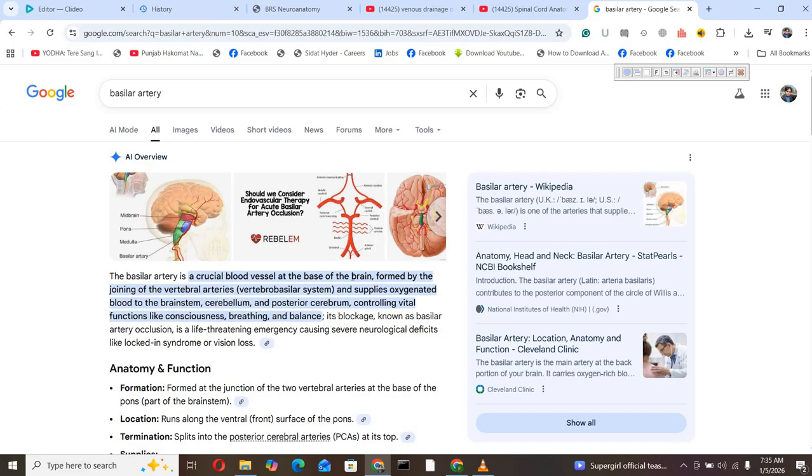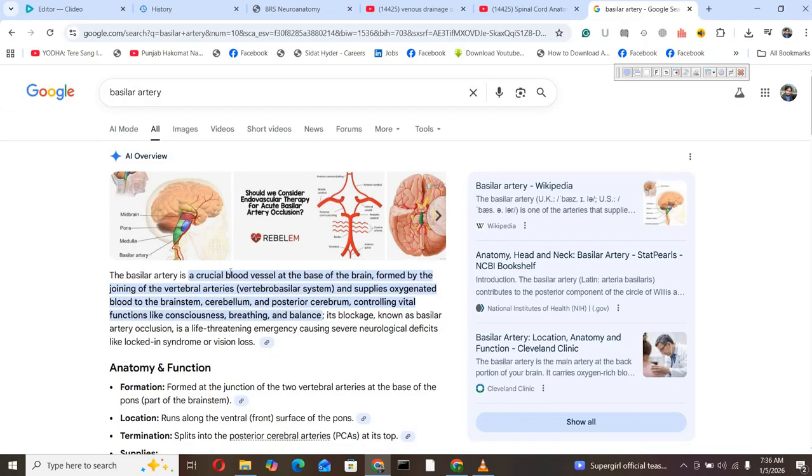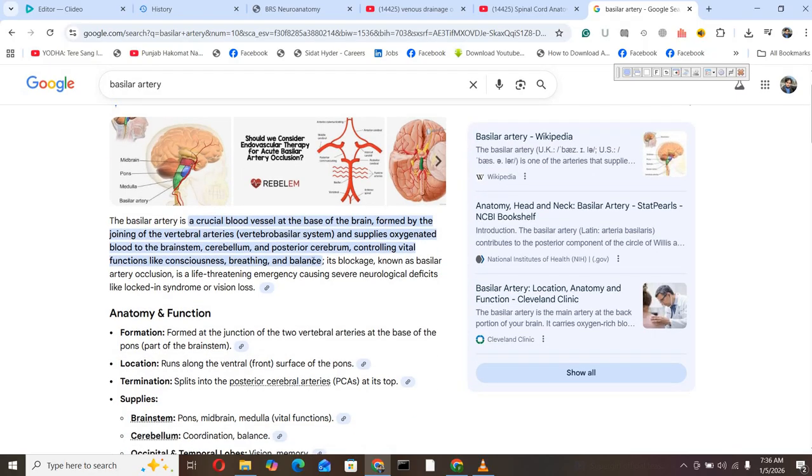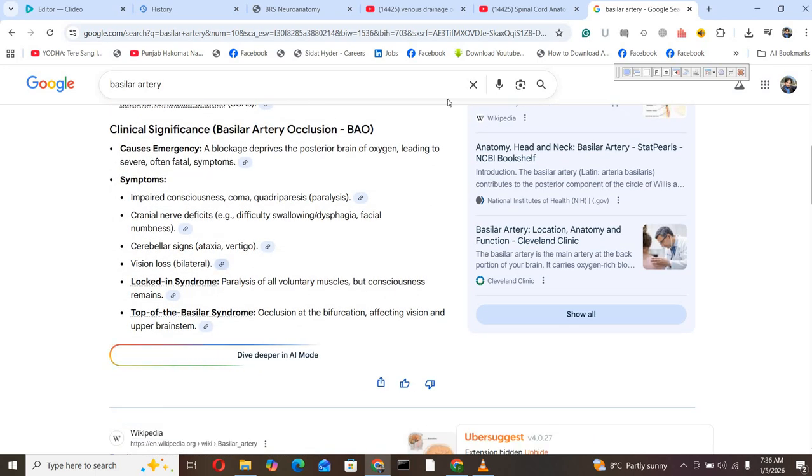So the major function of the basilar artery is to provide oxygenated blood to the brainstem, cerebellum, and posterior cerebrum, controlling vital functions like consciousness, breathing, and balance. Its blockage can cause serious neurological conditions, including death, as these parts of the brain are responsible for breathing, balance, heart rate, consciousness, movement of the diaphragm, and similar factors.